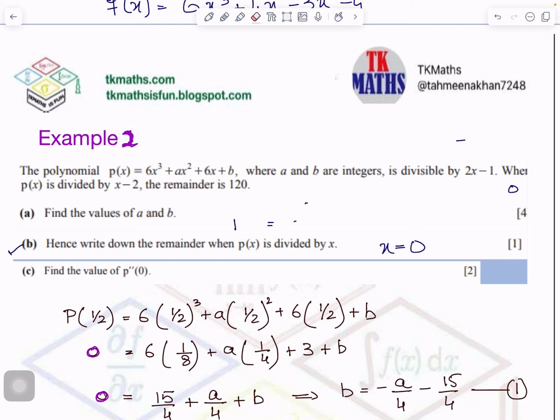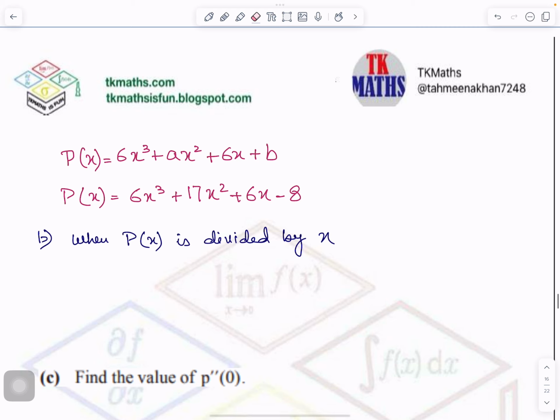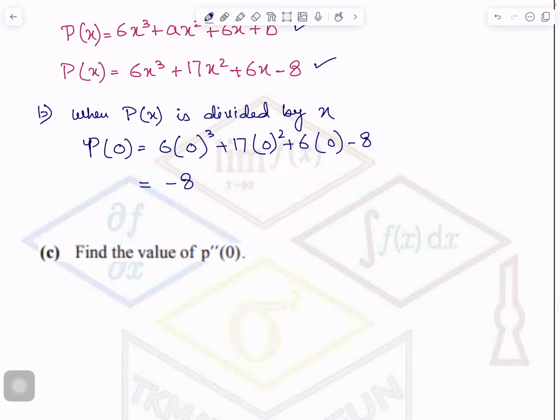Okay. So now we have found the polynomial here in part 1 with the values of a and b. Now when the question is saying it is divisible by x, it means I will put p of 0. So you can substitute 0 in place of x. What will be your answer? Minus 8. Right. And the last part is connected with differentiation.